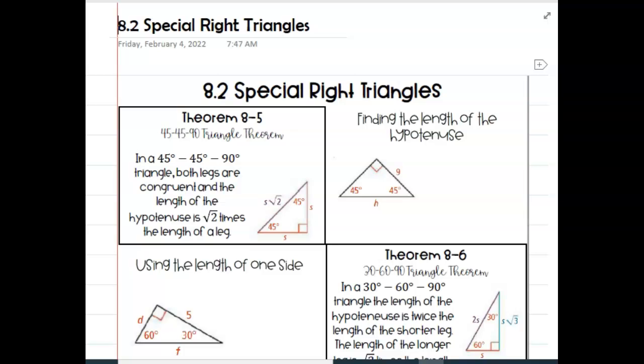Okay, so today we're going to talk about special right triangles. On Tuesday, we talked about all right triangles. All right triangles work for the Pythagorean theorem. The Pythagorean theorem says a squared plus b squared equals c squared.